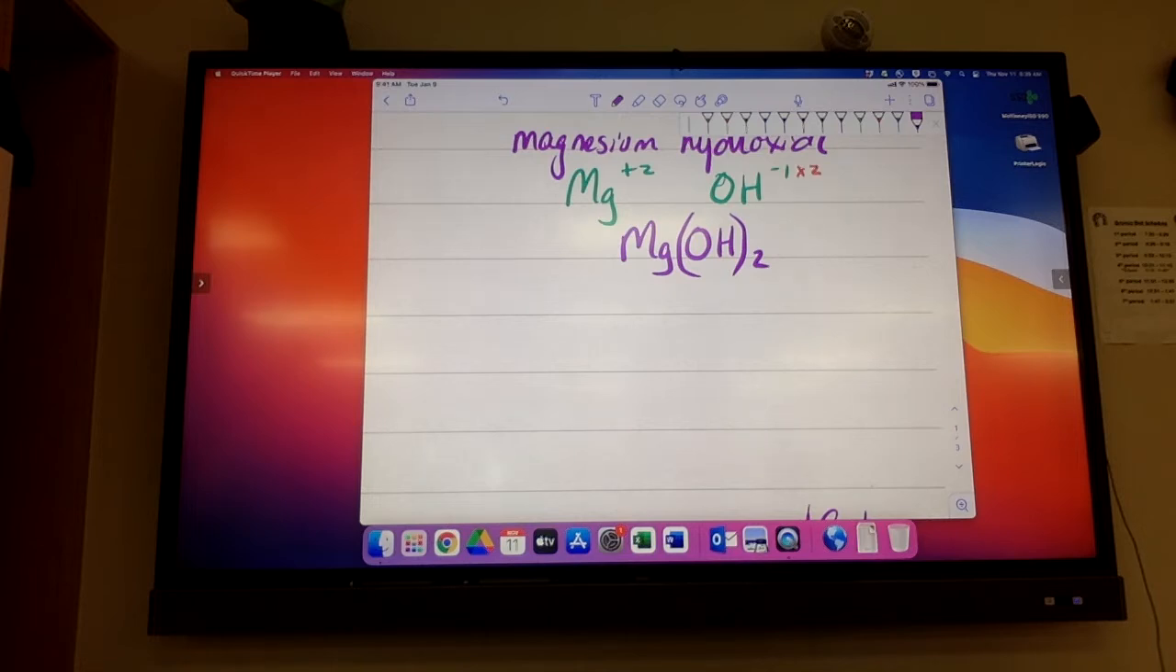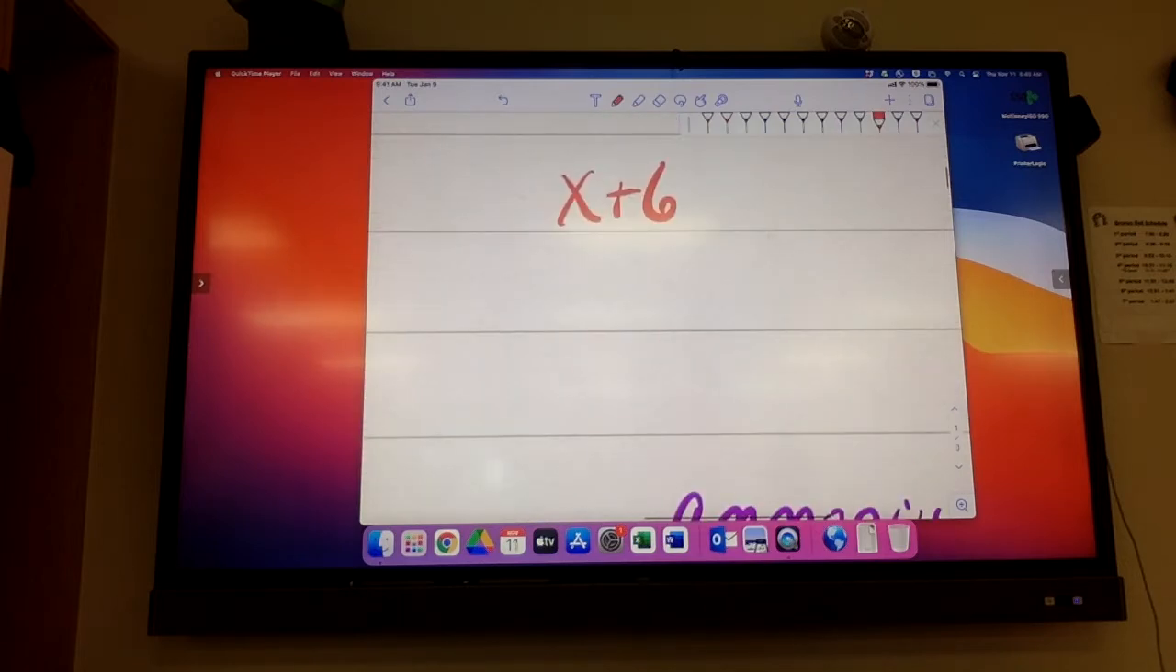Do you remember how in math, if I have x plus 6 and I want to multiply it by 2, I have to put it in parentheses and put the 2 there, right? Same thing here, except instead of in front, it goes down here. So in chemistry, instead of in front and big, it goes behind and small.